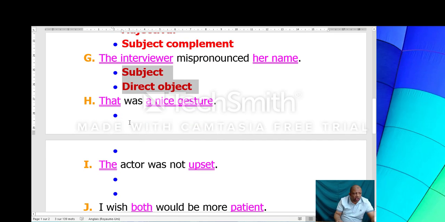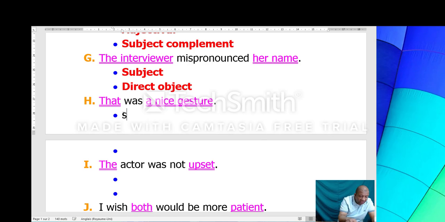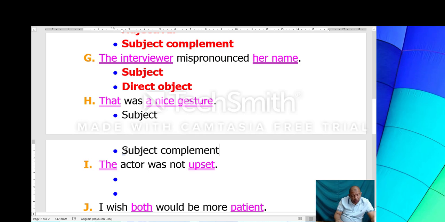That was a nice gesture. That, this is in nature a demonstrative pronoun, but in function it plays the role of a subject. So, subject. A nice gesture, this is another subject complement. The link is the verb to be. And always the subject complement, either a word or a group of words, comes to state some information about the subject.